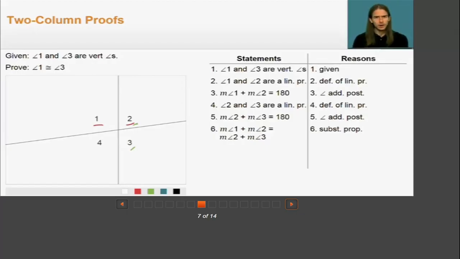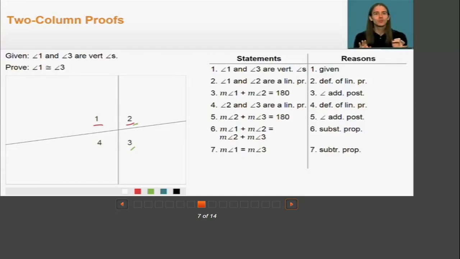And what we're doing here is using the substitution property, along with steps 3 and 5. Now, after we've done this, if you look very closely at step 6, you'll notice that we have the measure of angle 2 on both sides of that equation. So what we can do is use the subtraction property and eliminate it. And that gives us that the measure of angle 1 equals the measure of angle 3.